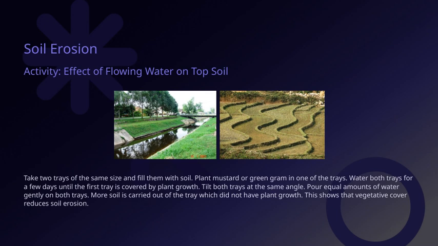This simple experiment clearly shows us that vegetative cover, like the plants we see here, plays a crucial role in reducing soil erosion. It acts as a protective layer that helps hold the soil in place, even when water flows over the surface. So, in the context of our overall theme, this highlights how important planting vegetation is for conserving soil and preventing erosion, especially in areas prone to heavy rains or runoff.